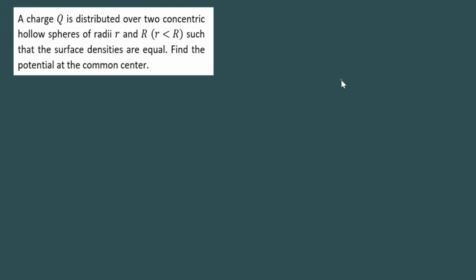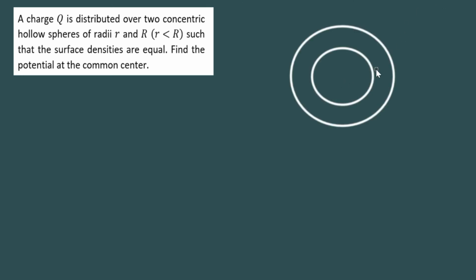Hello. In this problem, it is given that we have two concentric hollow spheres. Charge Q is distributed over them in such a way that the surface charge densities are equal. We are asked to find the potential at the common center.